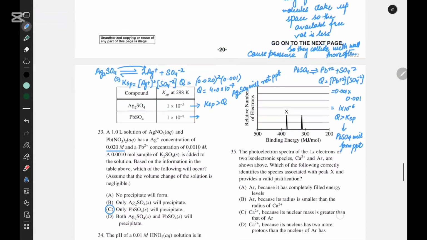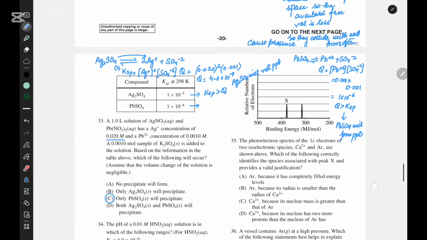For the next part, this is the whole solution. You can even take a picture of it.